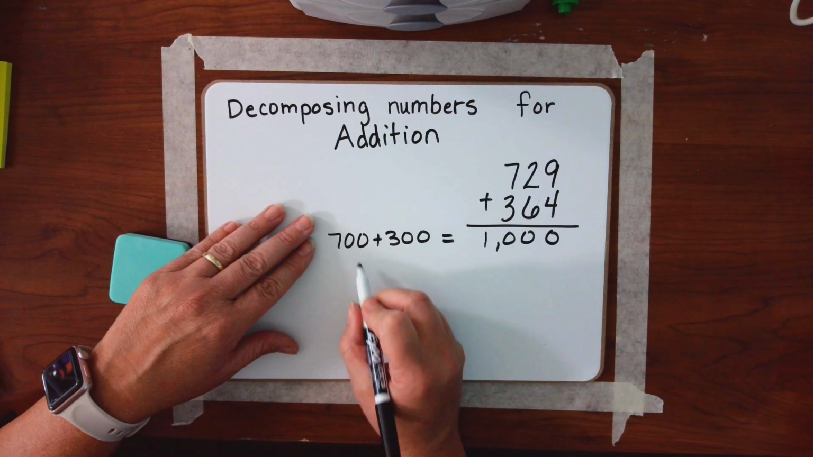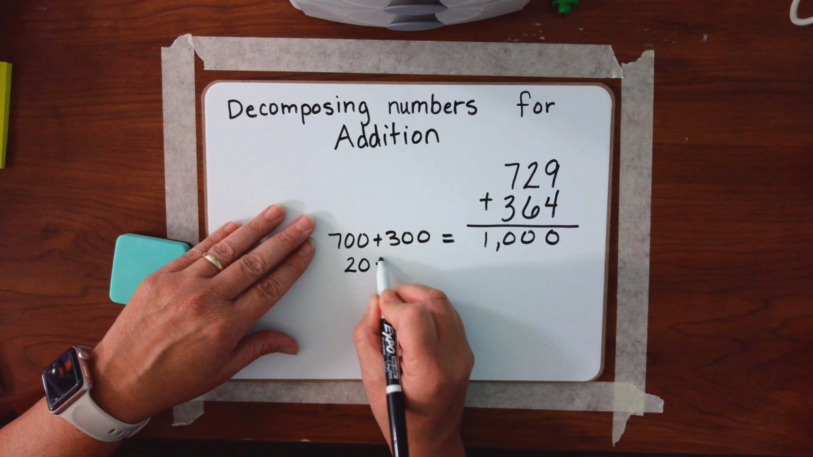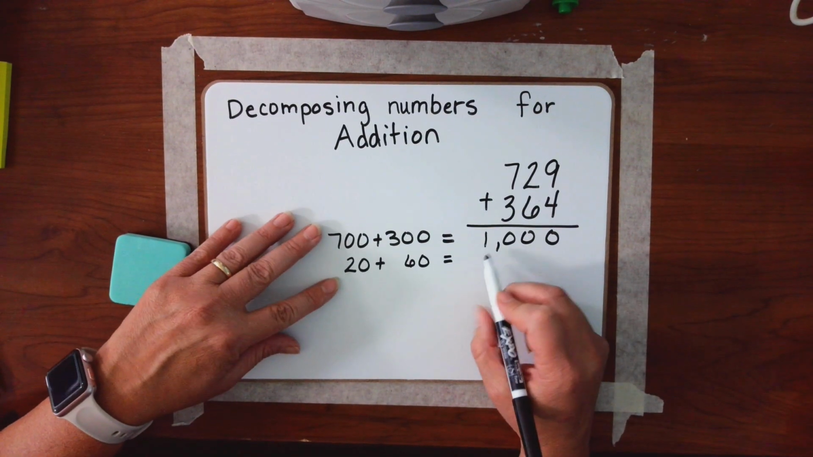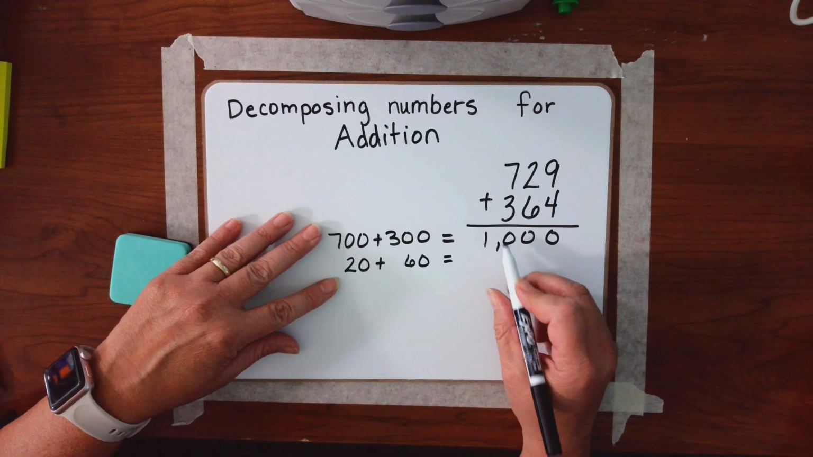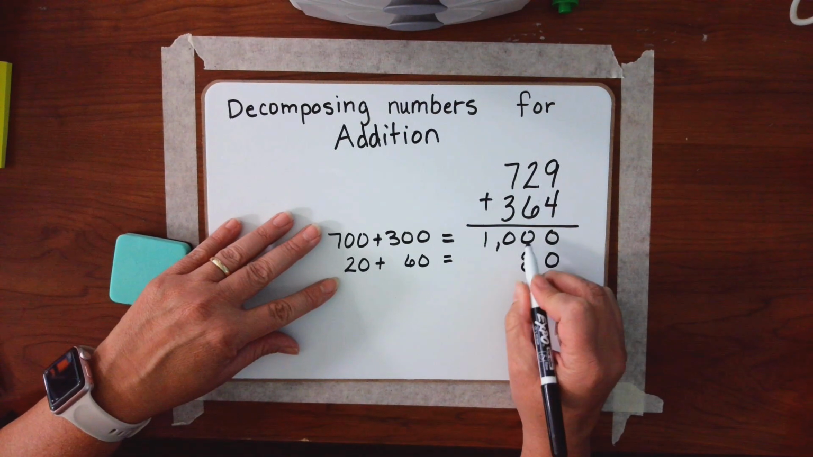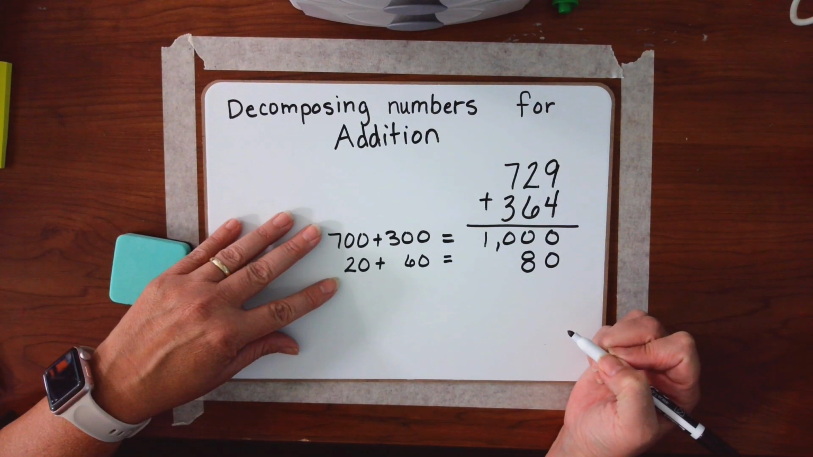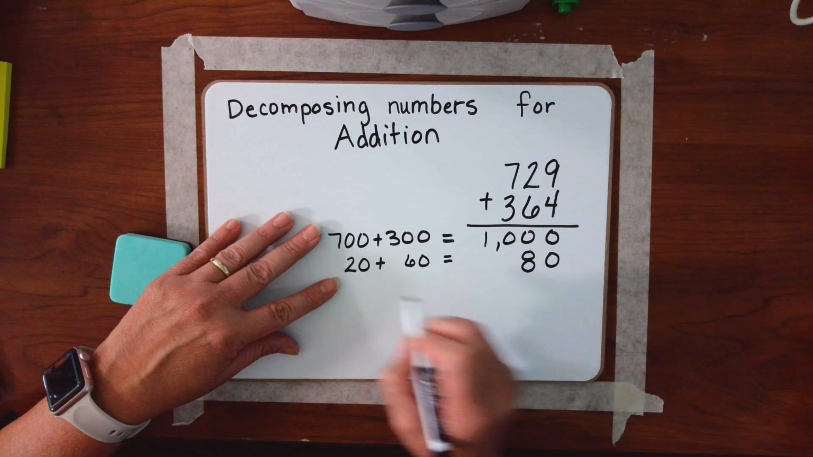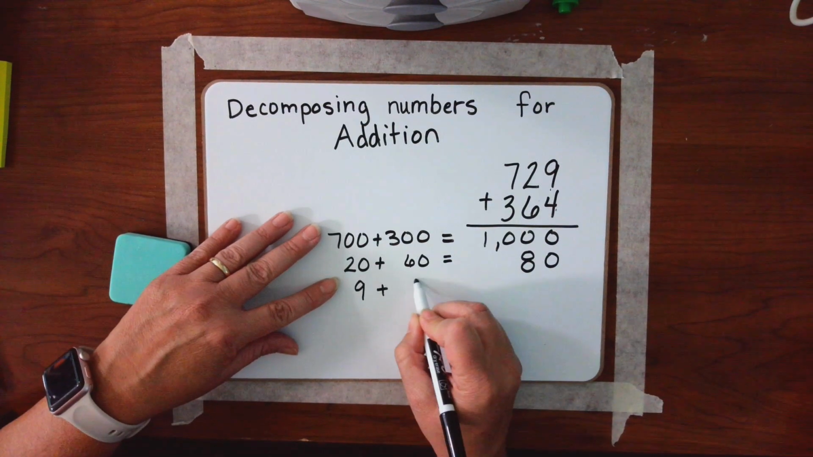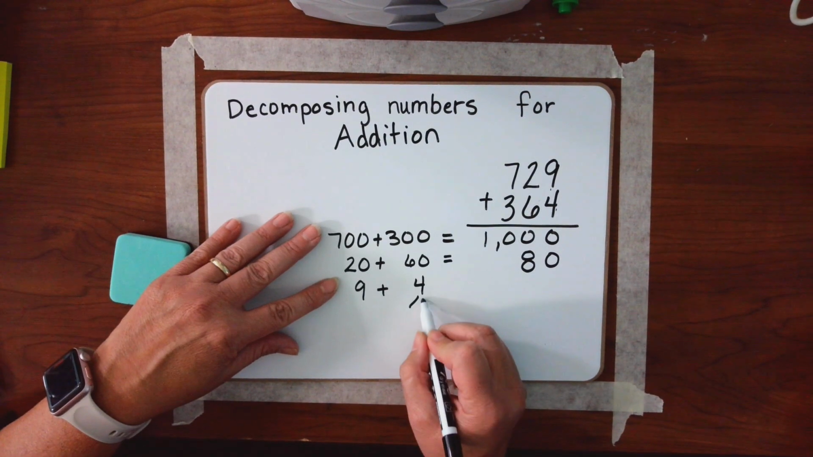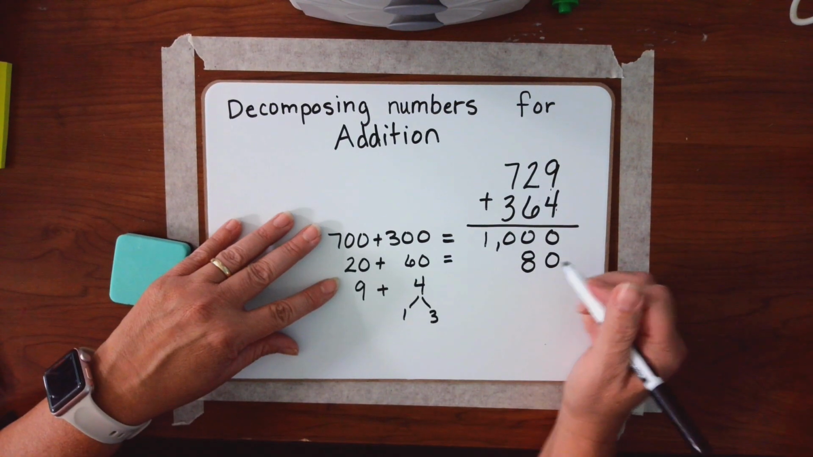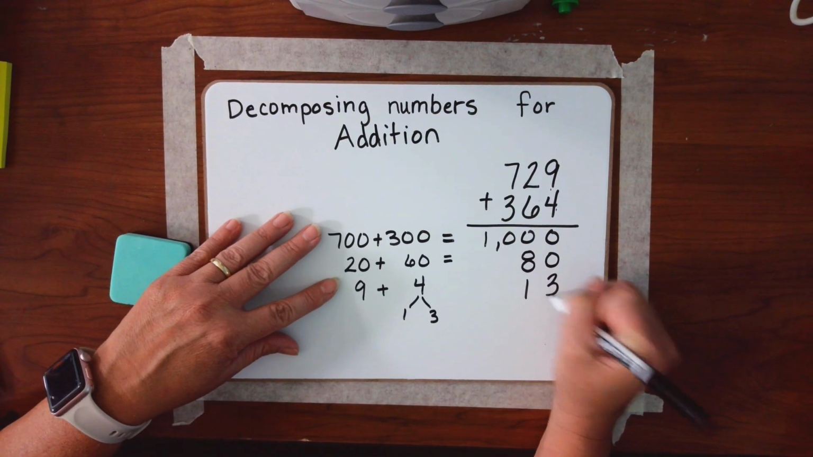And then I can say 20 plus 60 is going to give me 80. Now when I put 80, I'm not going to put my 8 in my thousands place. I'm going to think of that place value chart, and I'm going to put my 8 and 0 where they should be according to my place value chart. And then my last is going to be 9 plus 4. And of course I'm going to get excited because I can decompose that 4 to make a 10. And I have 3 more, so that's going to be 13. So I'm going to put 13 there.